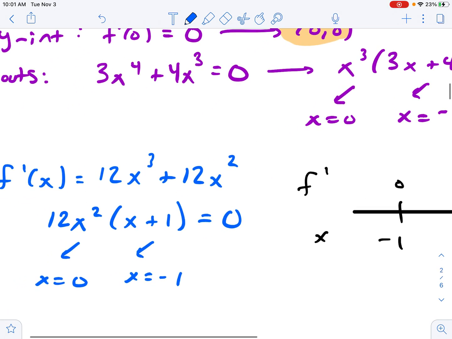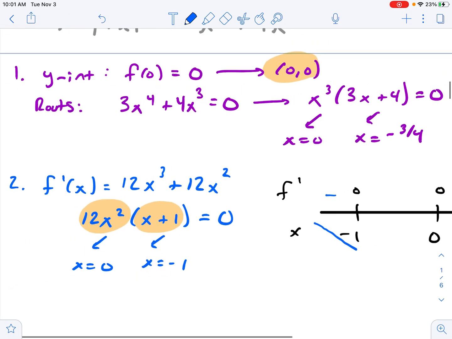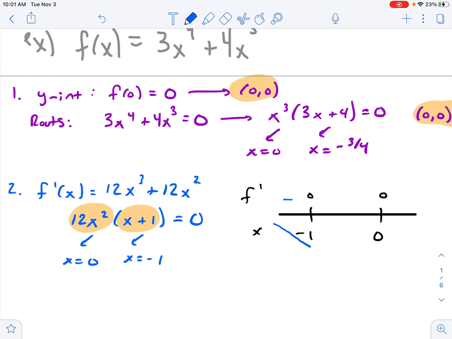Okay, let's see. If x is less than negative 1, and again, I'm going to use the factored form, if x is like negative 2, that's going to be positive times a negative. So in this region, the derivative is negative and the function is decreasing. Okay, I'm going to take a number like negative 1/2. Negative 1/2 squared is positive. Negative 1/2 plus 1 is positive. So the first derivative is positive. We are now increasing, and it looks like we just found ourselves a relative min at negative 1.